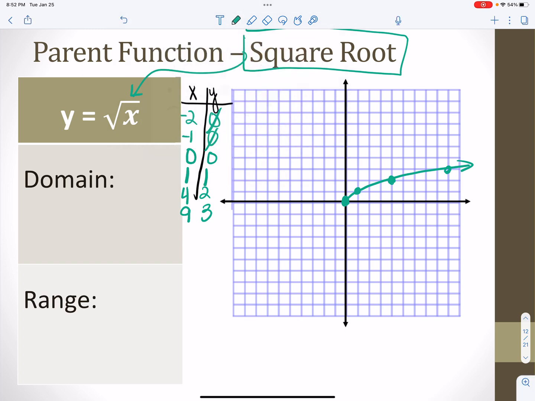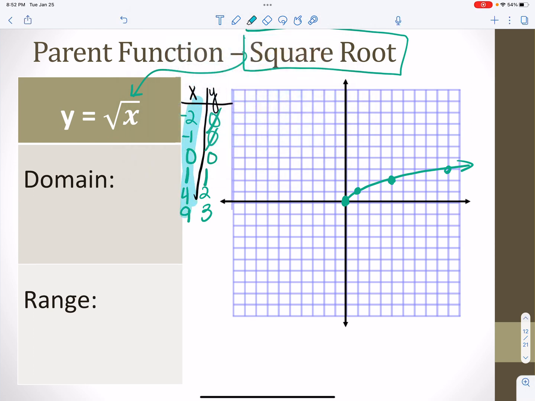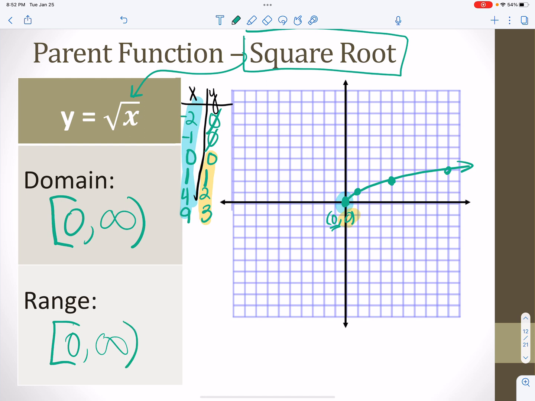So if I look at my x values, where this x is right here, this point is at 0, 0. My first x is at 0. So my domain is 0 to infinity. So here is our first function, function 6, where your domain is not negative infinity to infinity because you can't square root negative numbers. And then I'm going to look at my range. It does not go on forever. It starts right there at 0. So my range is also 0 to infinity.